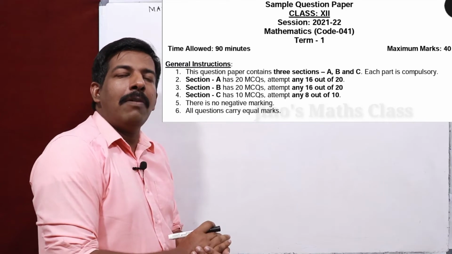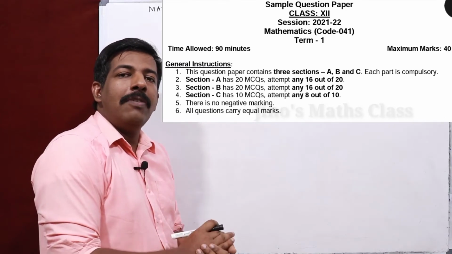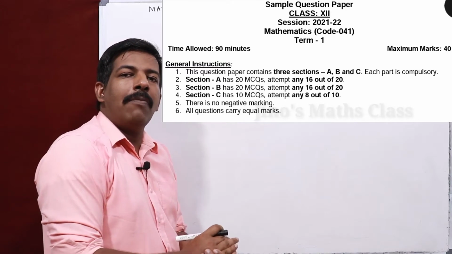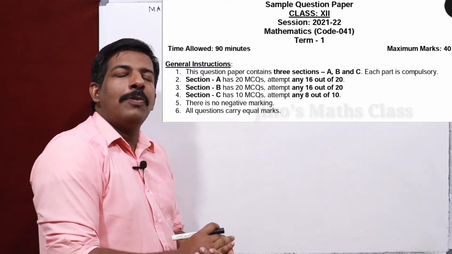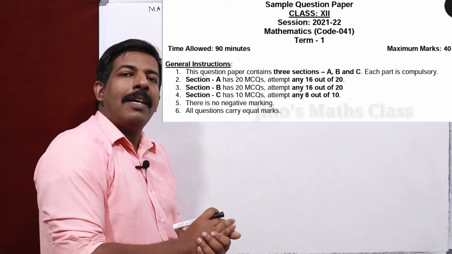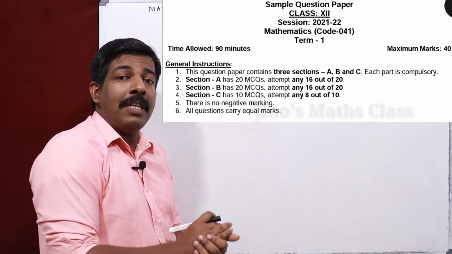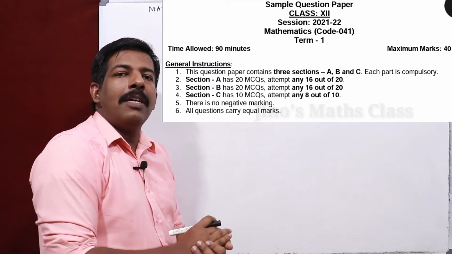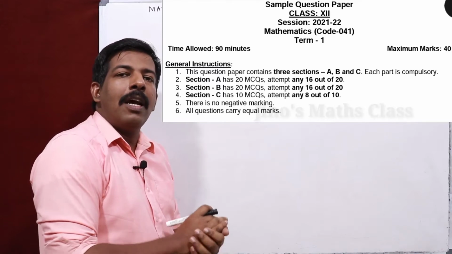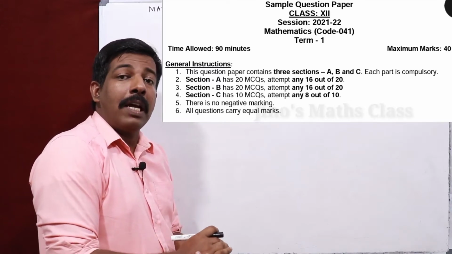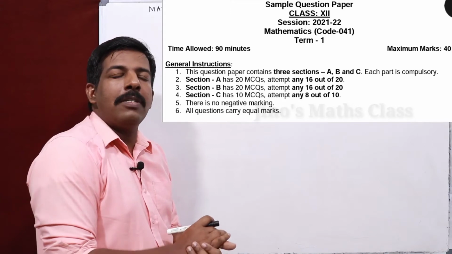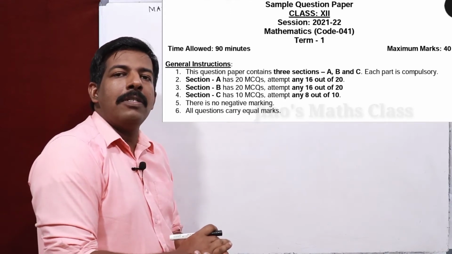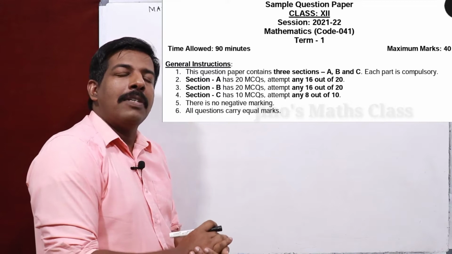In section A we have 20 questions, out of that 20 we have to answer 16 questions, and section B is also having 20 questions. On that also we have to answer 16 questions, and section C is having 10 questions. On that we have to answer 8 questions, and section C is of case study questions. We will have 2 case study questions, a total of 10 questions, from that we have to answer 8 questions.